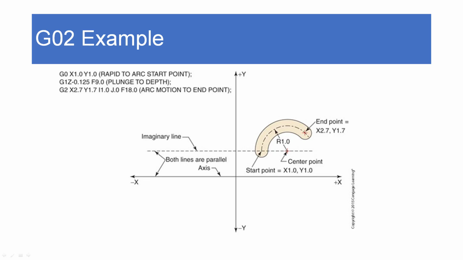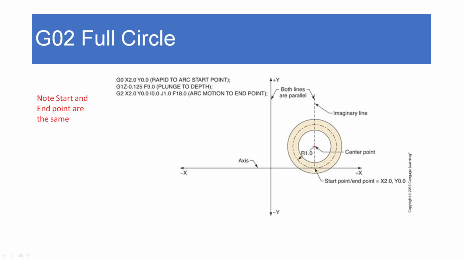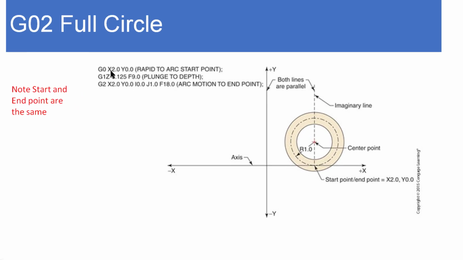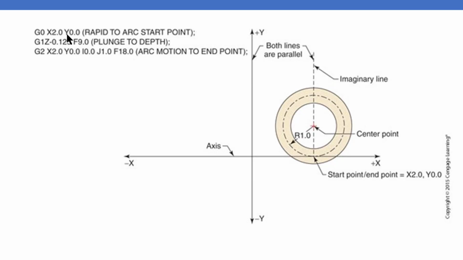Let's look at a G02 for a full circle. So here's a full circle G02. And the first thing you're going to notice is that our start point and our finish point are the same. So I rapid it over to X2, Y0. Here I am, X2, Y0. I plunge to depth, 1/8 of an inch down, minus 0.125.